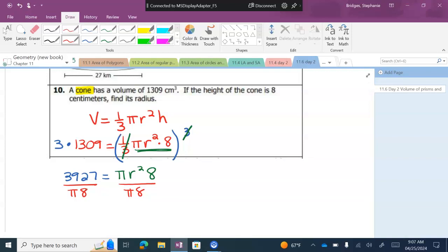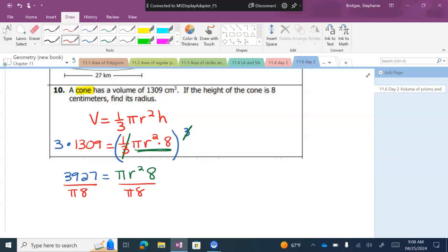Okay, so what I need you to do on your calculators, everybody ready? Do your 3927, hit divided by. So this is what we're pushing. We're pushing 3927.